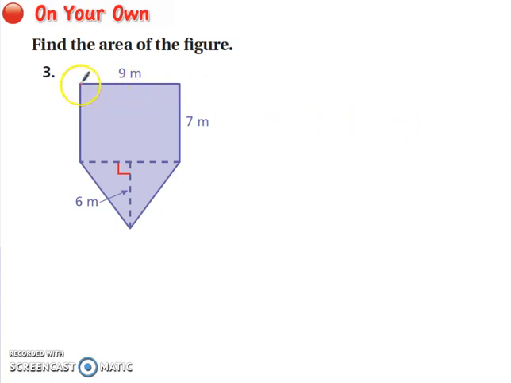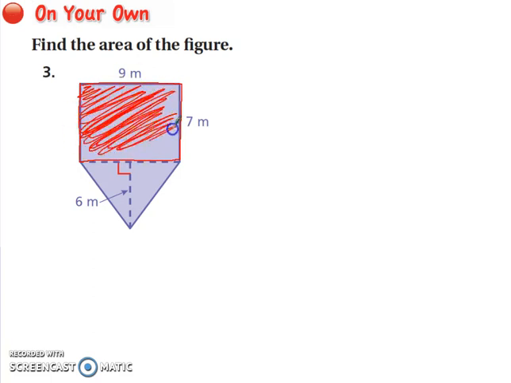So looking at this figure, I see two primary shapes. First, I see a rectangle making up the top part of this figure. So I can find the area of this now red rectangle by simply multiplying the length and the width together.